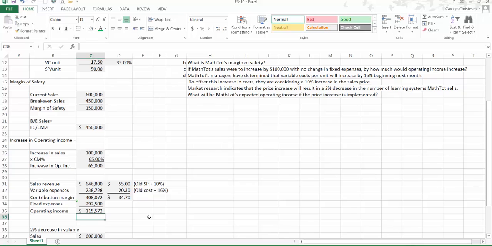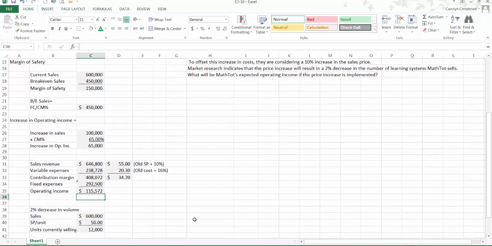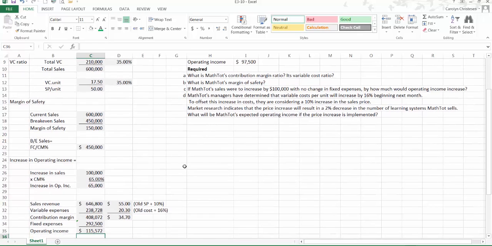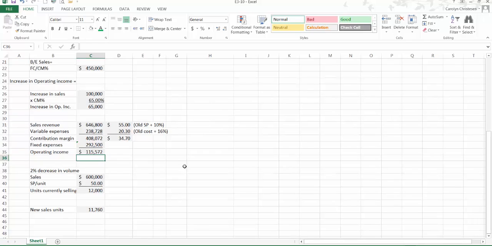So our new operating income is $115,572. Now, they don't ask us whether or not the decision is a good idea, but it seems to be a good idea if our only criteria is the increase in operating income. Okay? All right, so that finishes our exercise.